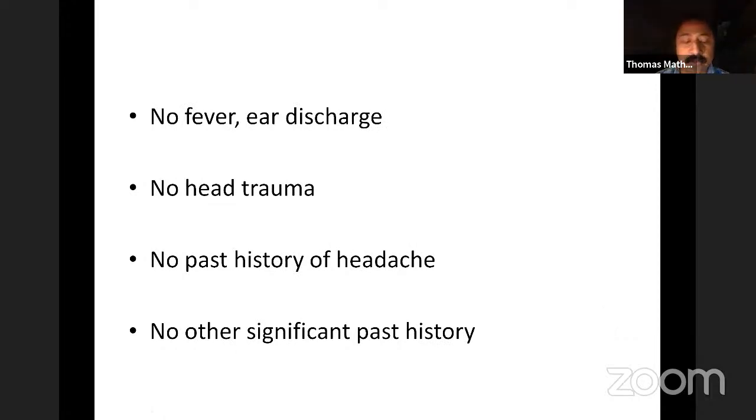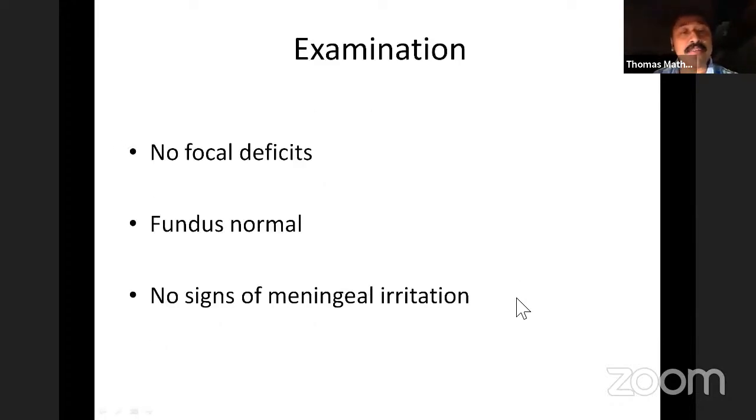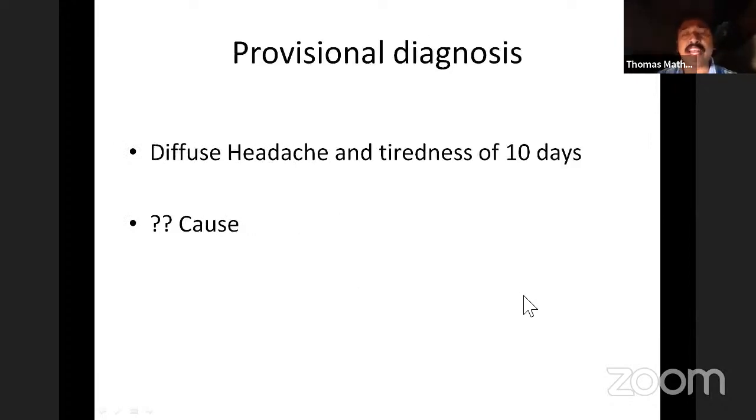As the discussions were happening, how do you differentiate a primary and a secondary headache? Here we know that this headache is just happening and it is going on for 10 days. We can't diagnose any of the primary headache disorders just like that because it's a continuous headache. On examination, there were no focal deficits, fundus was normal, and there were no signs of meningeal irritation. As for the provisional diagnosis, I had no idea what headache he had, because diffuse headache and tiredness, that's all the story. Not able to fit anywhere, and it's a little short duration.